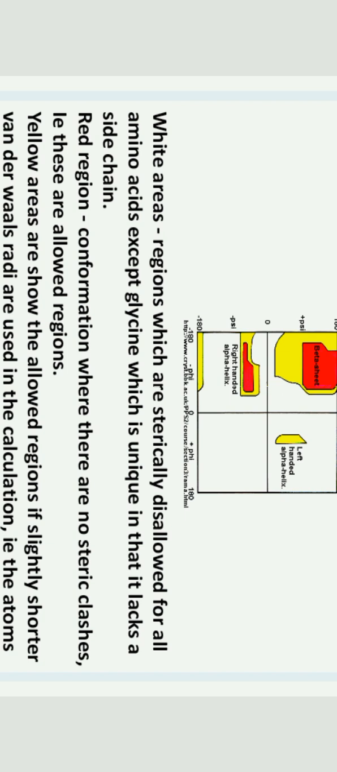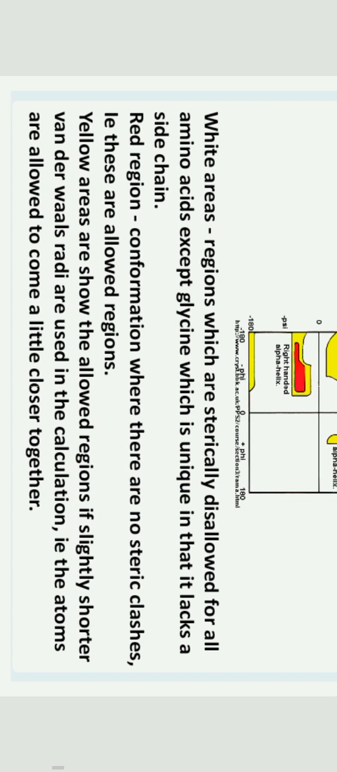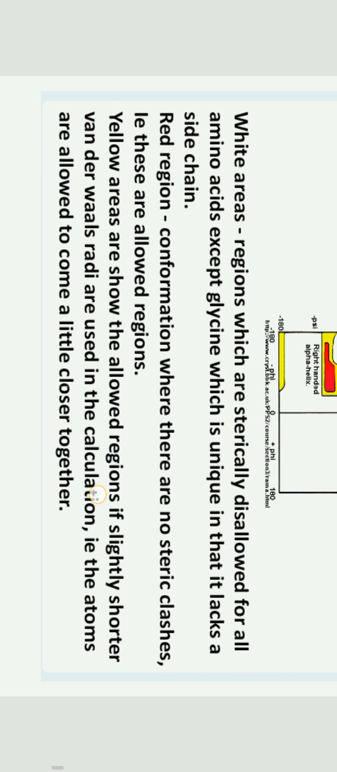Red regions are conformations where there are no steric clashes. Allowed regions, red regions are allowed regions. Yellow areas also show the allowed regions, where slightly shorter van der Waals radii are used in the calculation. Atoms are allowed to come a little closer together.